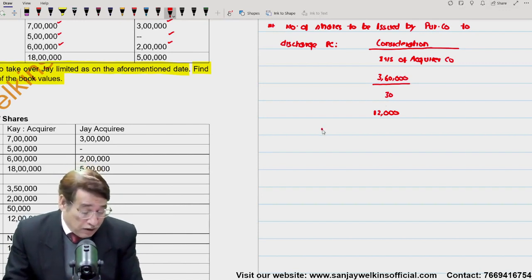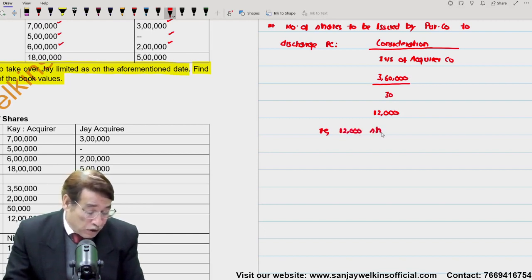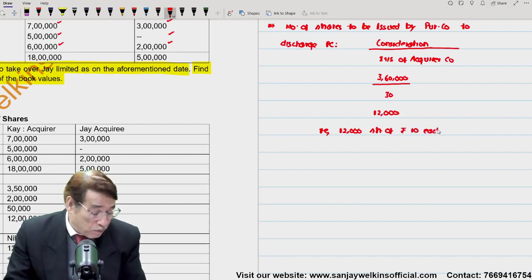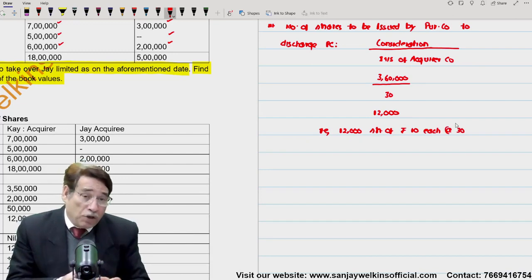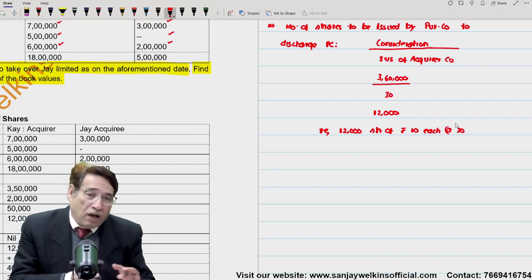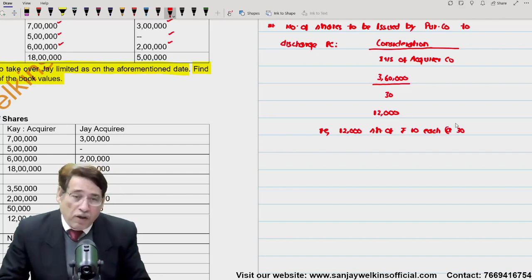That means the purchasing company will issue 12,000 shares of rupees 10 each at the rate of 30. That means 12,000 shares are being issued at a premium of 20, because shares of rupees 10 each are being issued at the rate of 30. Is it clear to you?